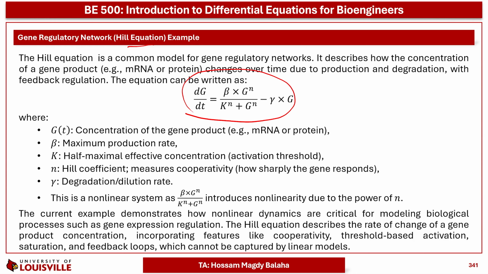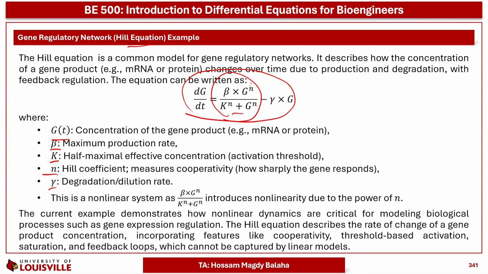dg/dt equals beta multiplied by g raised to the power of n over k raised to the power of n plus g raised to the power of n, minus gamma multiplied by g, where g is the concentration of the gene product, such as a protein again, beta is the maximum production rate, k is the half maximal effective concentration or the activation threshold, n is the Hill coefficient and it measures how sharply the gene responds, gamma is the degradation or dilution rate, and this is a nonlinear system.